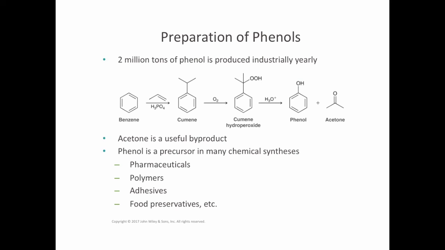For phenols, they are prepared industrially as shown here, and 2 million tons of phenol are produced industrially every year. And phenol is a precursor in many chemical syntheses, and these would be syntheses to make things such as drugs and polymers, food preservatives, etc.